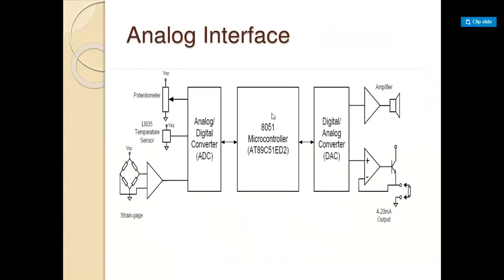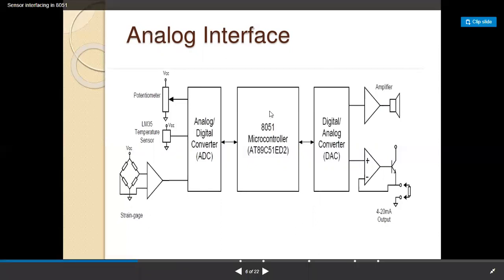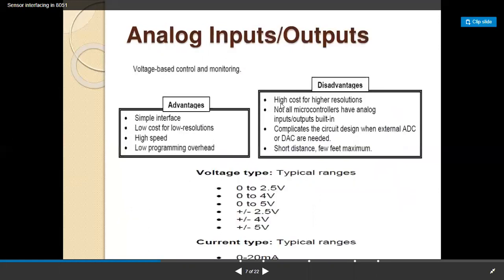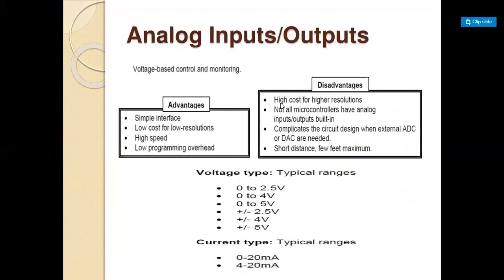This is the diagram for the analog interface. This is my analog to digital converter on the input side, and at the output side, a digital to analog converter. In between, there is the 8051 microcontroller. This is my potentiometer. This is my temperature sensor. This is my strain gauge, and this is my comparator. This is the amplifier. Analog inputs and outputs, voltage-based control and monitoring devices.